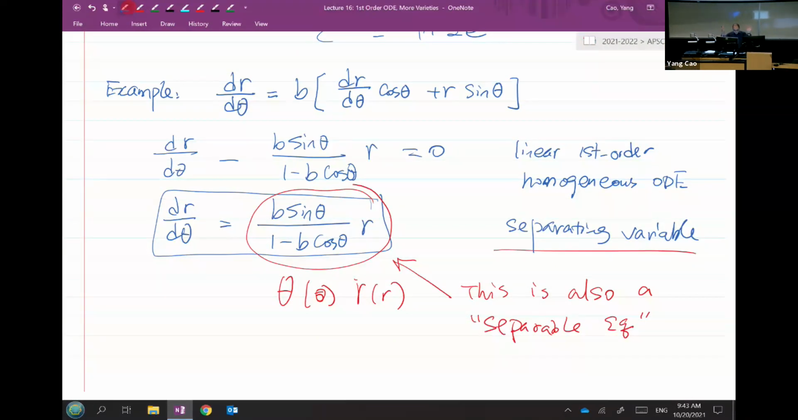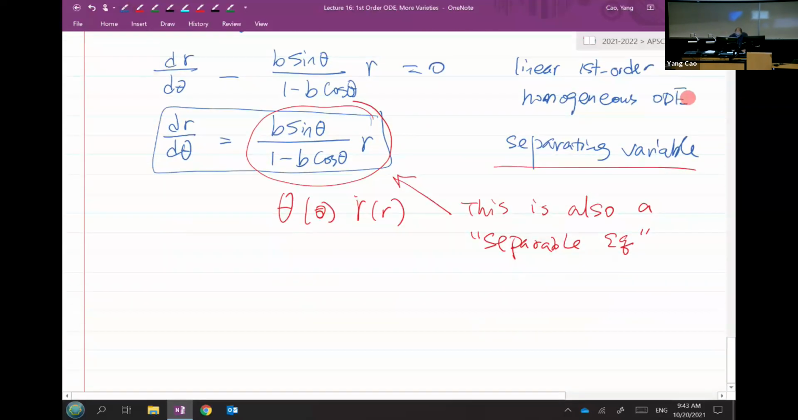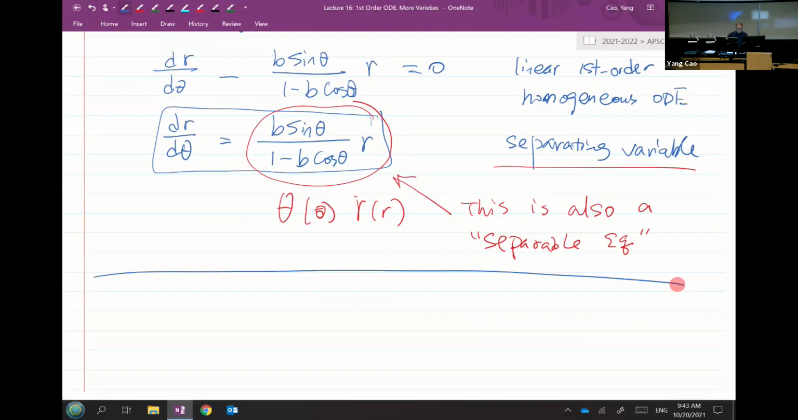So all roads lead to Rome, right? That's basically what happens here. All right, any questions on this separable equation, separable type of ODE? So I think the solving approach is fairly straightforward.